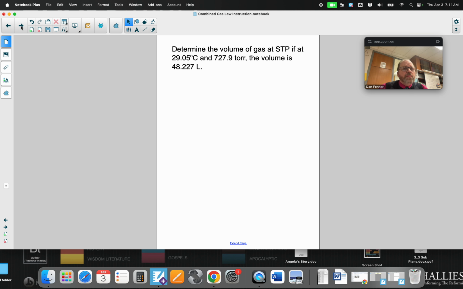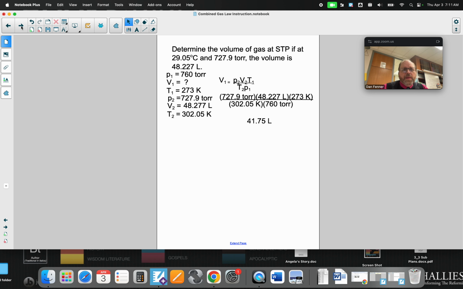All right, here we go. So this is our answer. Our P1 is 760, volume is unknown. T1 is 273 because those are standards. 727.9 torr is afterwards. Temperature is 48.2, volume is 48.277 liters. The temperature is 29.05 plus 273 is 302.05.